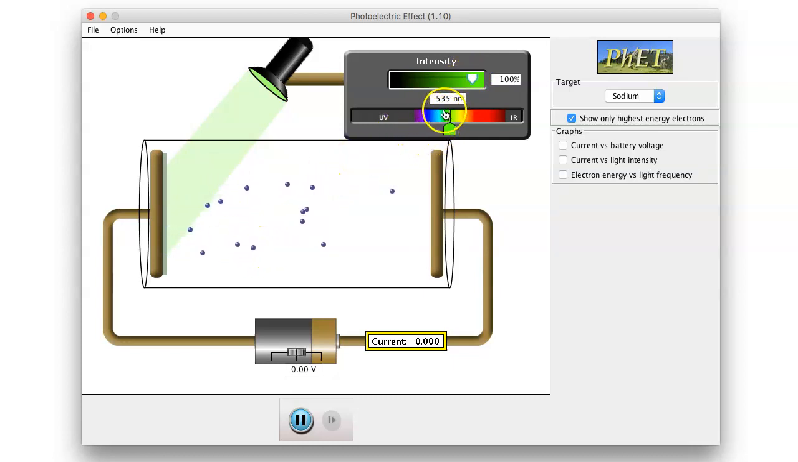So let's go way beyond the threshold. Let's make the wavelength smaller, the frequency higher, and notice something. Whoa, the electrons are now going faster. And this is something that was not explained by classical physics.